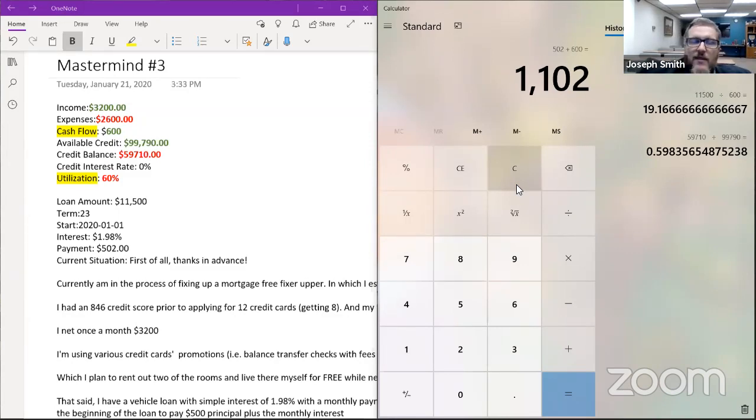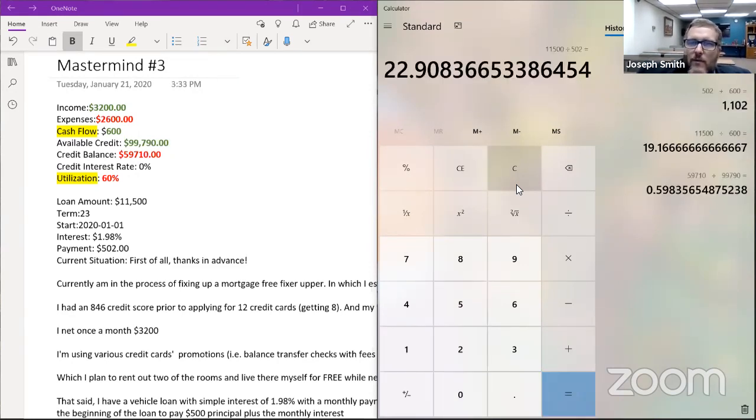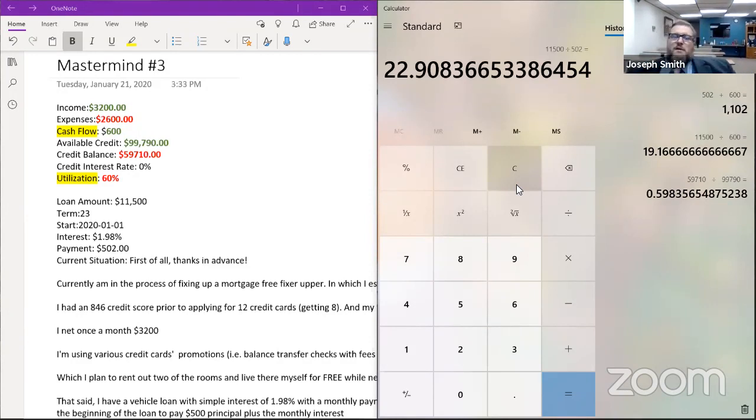So how do we calculate efficiency? We take the balance, right? And then we divide it by the payment and we get a percentage. So that's a low percentage. Anything lower than 50% is something that you would want to pay off.